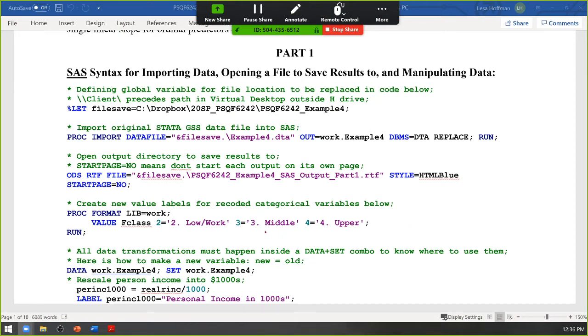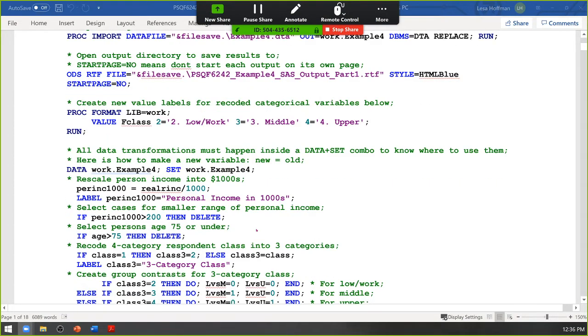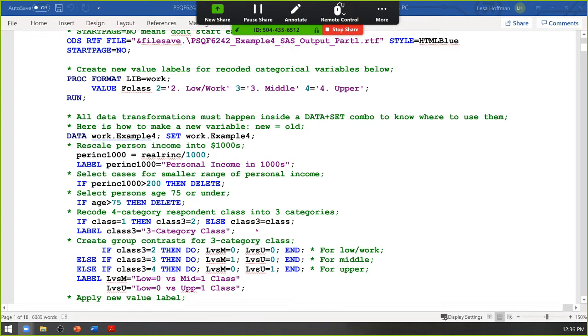For instance, in this analysis, the original column that holds the responses to which class you're in, class 2 is low, class 3 is middle, and class 4 is upper.